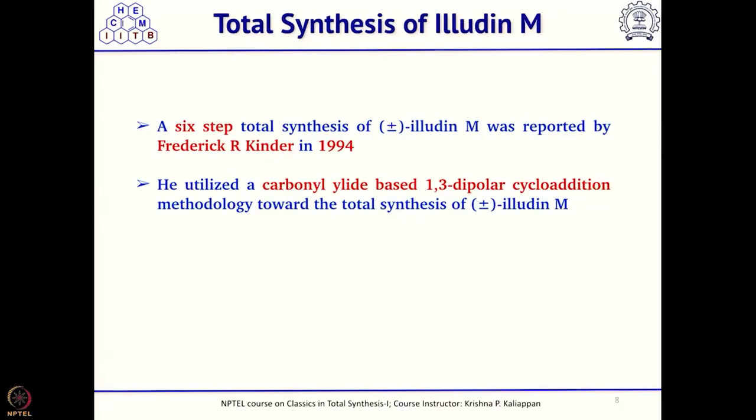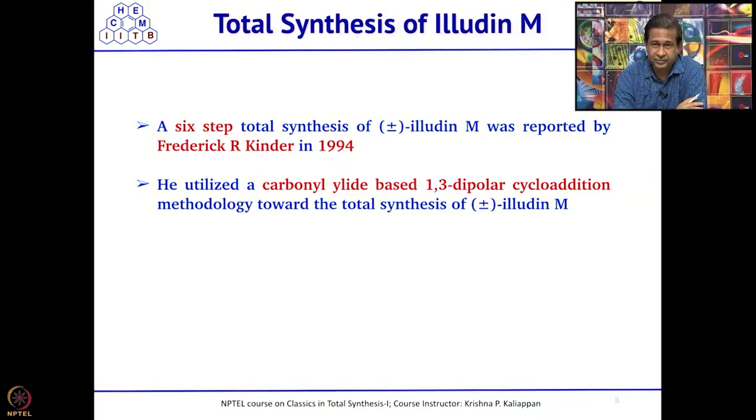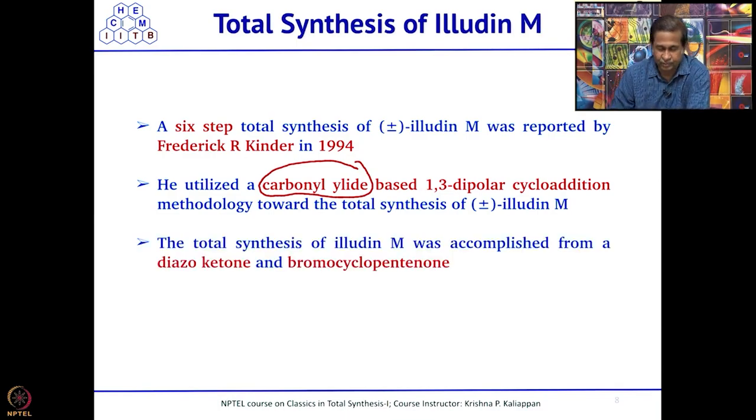Now let us start with illudin M first. The total synthesis of illudin M was reported by Frederick Kinder almost 28 years ago. It was a 6-step total synthesis, and they used a 1,3 dipolar cycloaddition between a carbonyl ylide and cyclopentenone as the key reaction to construct the tricyclic compound.